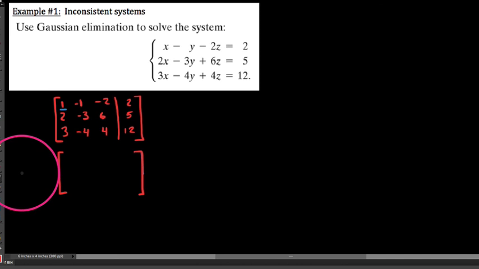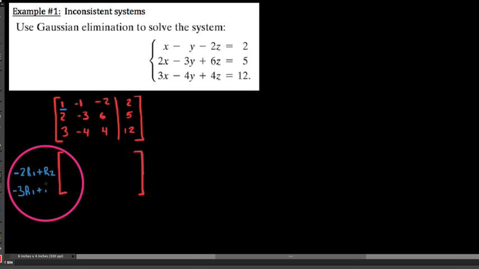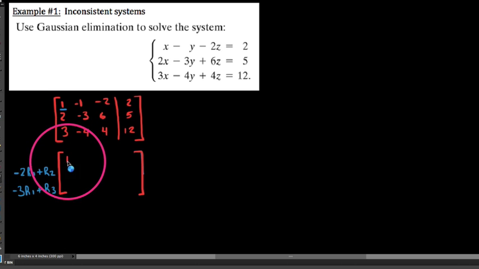To write our operations out here, we're going to take our first row times negative 2 and add that onto row 2. You notice I wrote that in front of where row 2 lies. And here we're going to say negative 3 times our first row plus row 3. What that's going to do is it's not going to change row number 1.